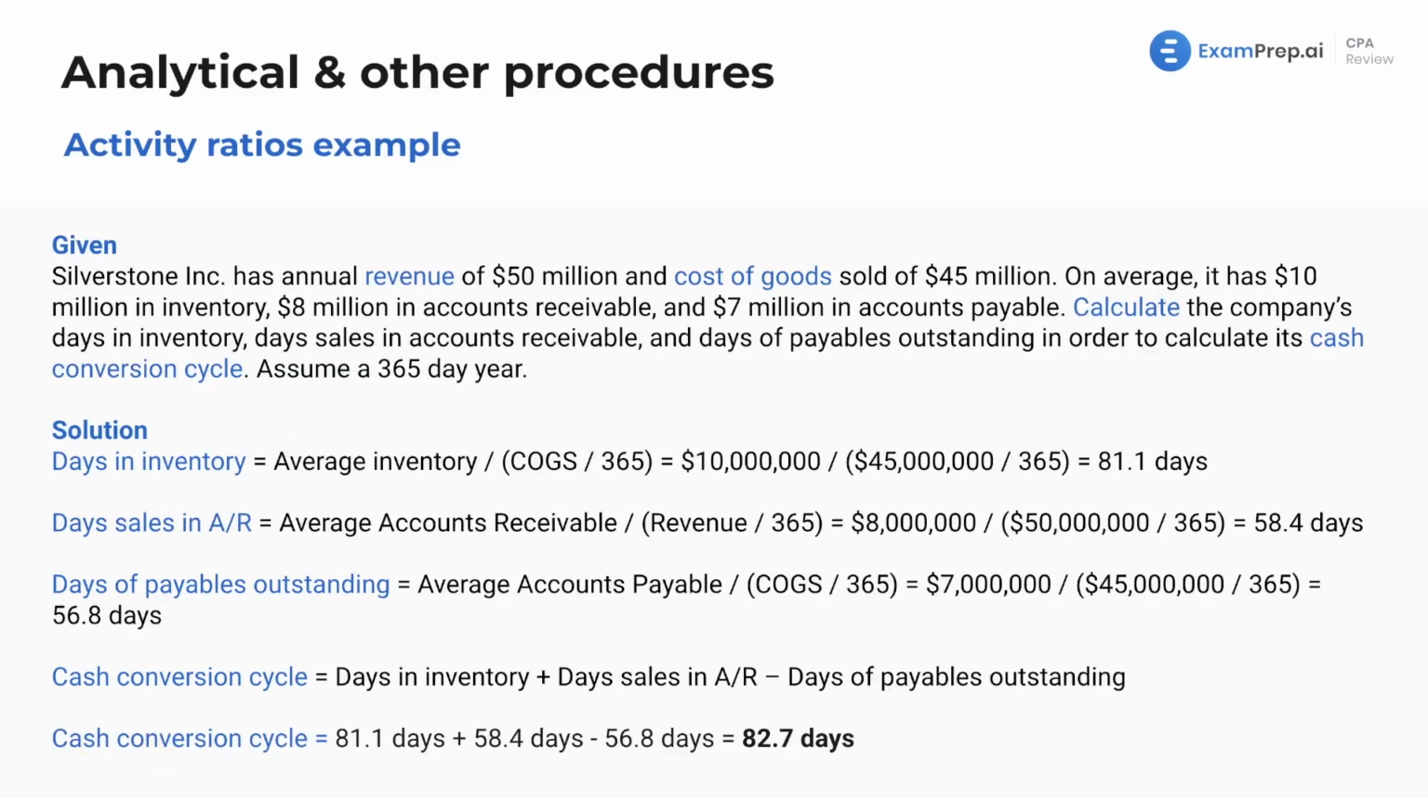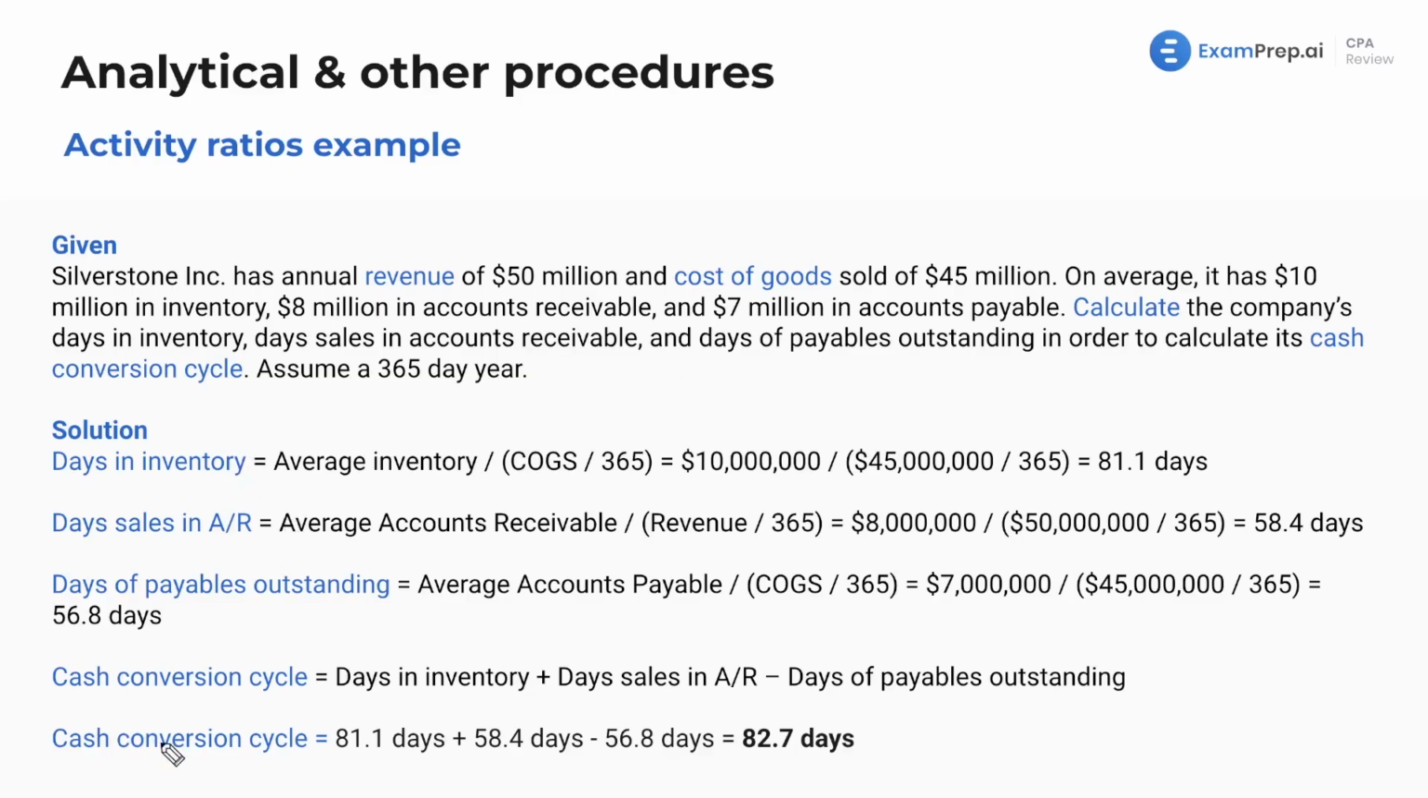Let's see an example here. Well, we have Silverstone Inc. They have annual revenue of $50 million and cost of goods sold of 45. Now, I like to just jump to the question first. Let's see. Calculate the company's days in inventory, days in accounts receivable, and days of payable outstanding in order to calculate the cash conversion cycle, similar to what we just saw in that prior slide. Obviously, have those formulas memorized.